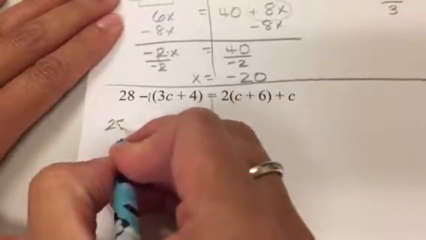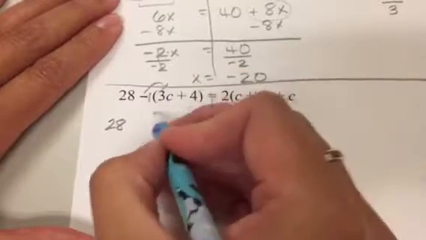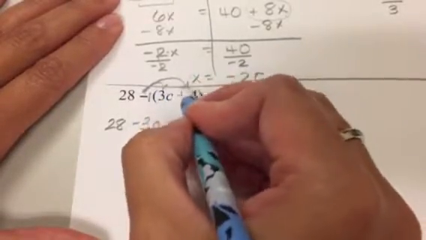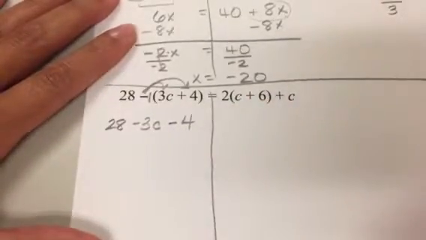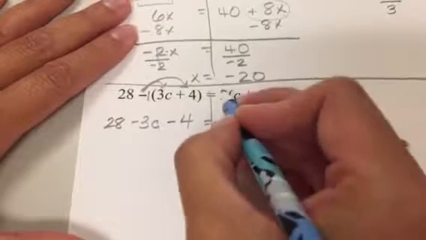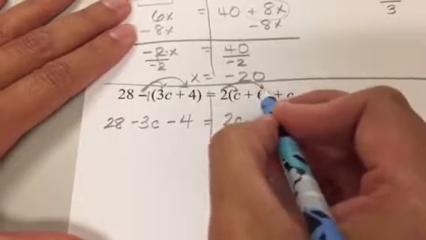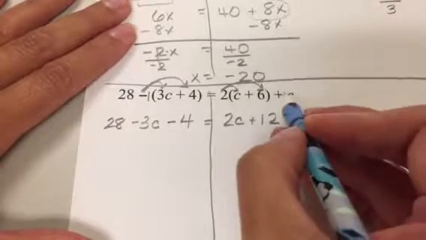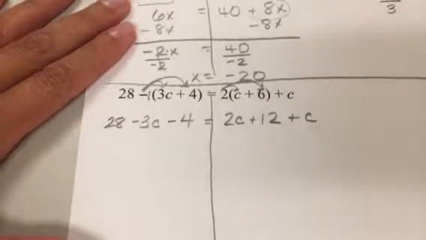So the 28 is just going to come down, and I'm going to do -1 times 3c, which is -3c. And -1 times +4 is -4. All right, now I'm going to go to the other side. 2 times c is 2c. 2 times +6 is +12. And then this is not inside the parentheses, so that's just going to come down.